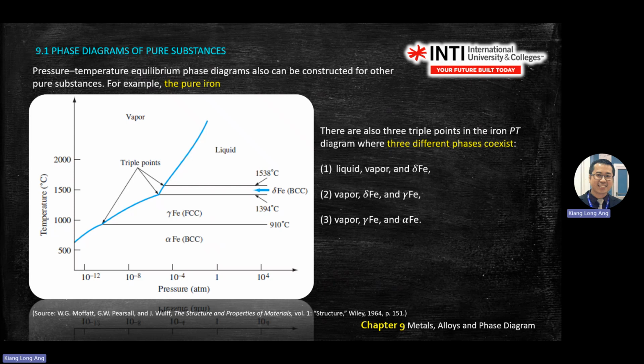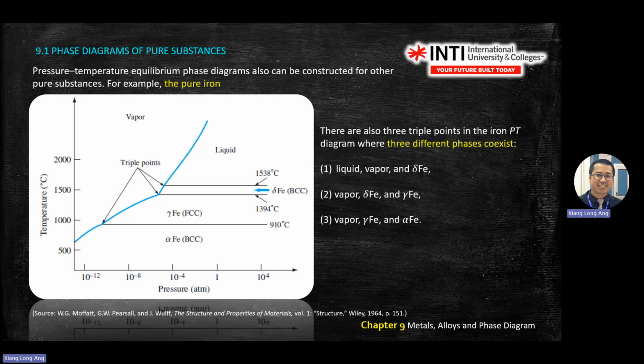The third point is here. The third point means you see vapor, gamma, and alpha. You stand here. The second one is where you see these three things: vapor, delta, and gamma. You stand here, you see what's surrounding you. Here also, what's surrounding you.